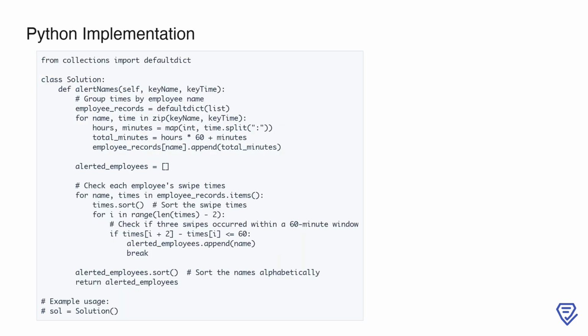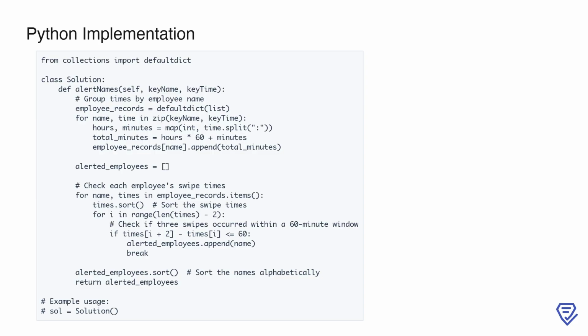Here, we begin by importing the defaultdict class from Python's collections module to efficiently group swipe times by employee names. Inside the Solution class, the alertNames method takes in 2 lists, keyName, which contains the names of employees, and keyTime, which contains the corresponding swipe times in HHMM format.